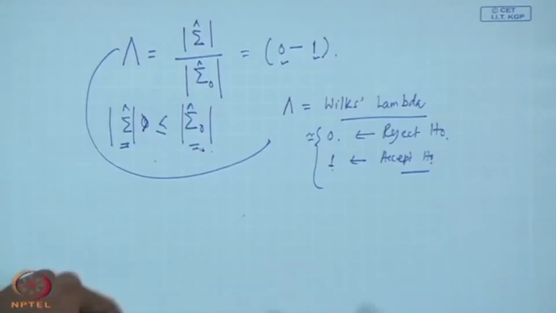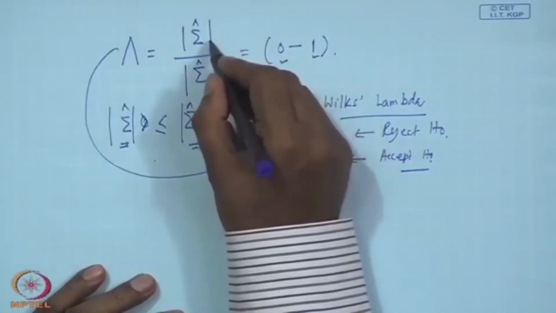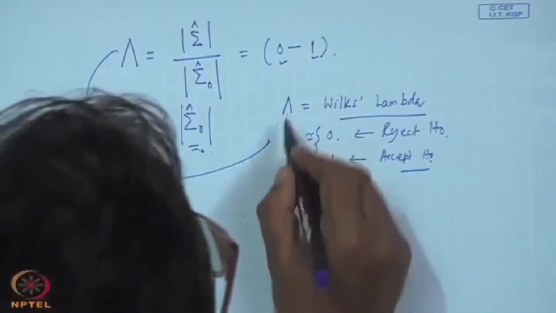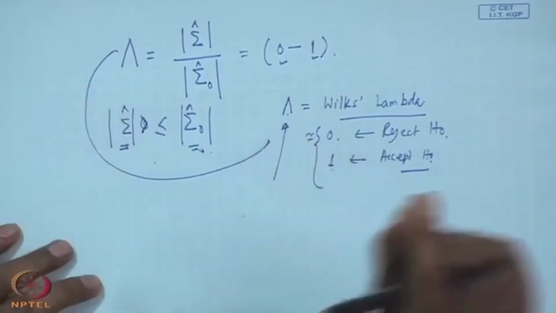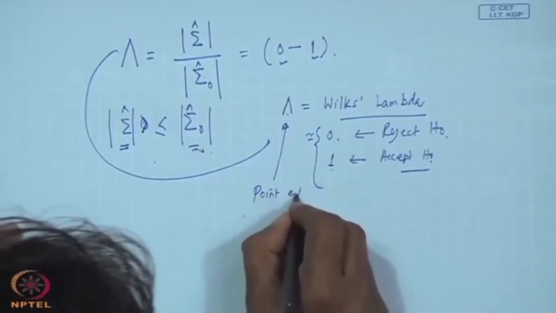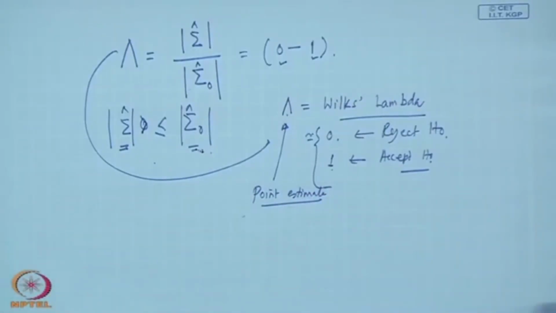Problem lies where? Problem lies in this lambda. These are all generalized variants. When you take the determinant of a covariance matrix, these are generalized variants, and this lambda is a point estimate. Getting me? Point estimate. What is the guarantee that this point estimate is giving you exactly what you want? There is uncertainty. So, we require to know the interval estimates.